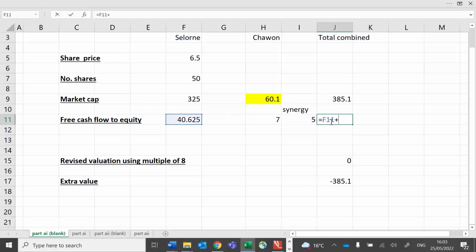Then I can add up the free cash flows, and the revised valuation is going to be those free cash flows multiplied by 8. And that's roughly 421, and it gives me roughly 36 million of extra value. And that would be my approach to A Part 1, using the clues in the question to come up with an appropriate valuation method and presenting it clearly in spreadsheet format.